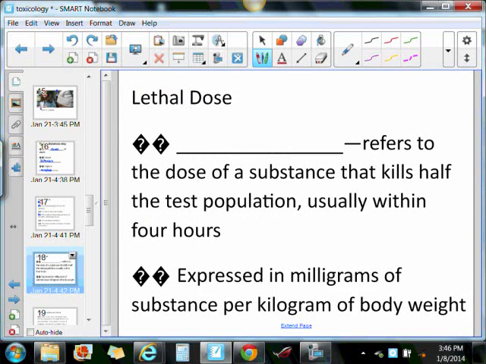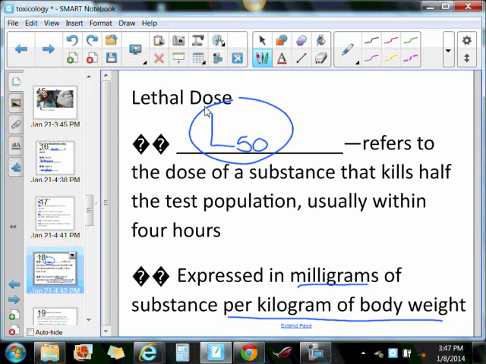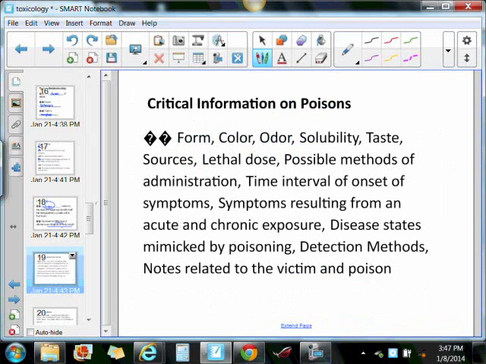In terms of toxicity as well, you also might hear of something called a lethal dose, usually represented as LD50, and this is the dose of a substance that kills half of the test population, usually within 4 hours. So it's the milligram of the substance per kilogram of body weight. I'm not really going to ask you for the lethal dose of a substance, but you might hear it. I would like you to know how it's represented, though. We're really not going to spend a whole lot of time on this. We kind of talked about it.